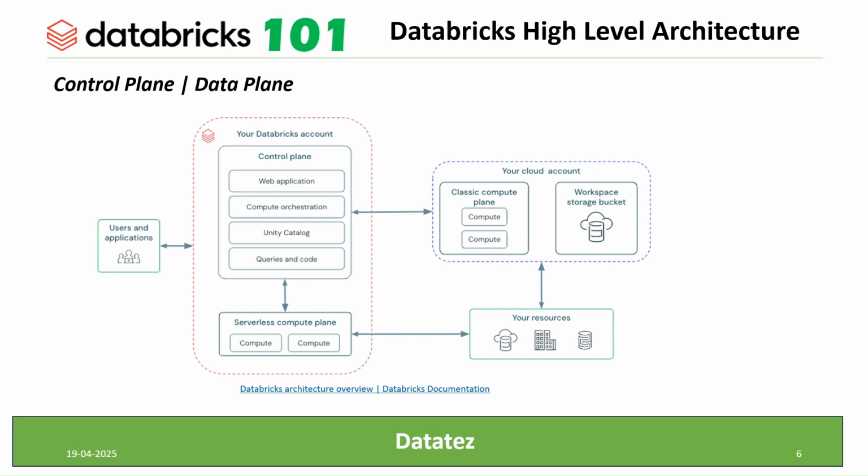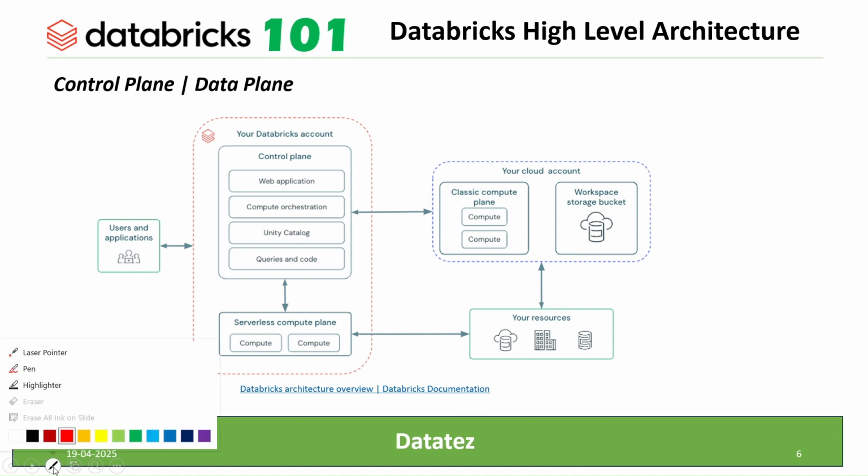On the screen, you are seeing Databricks very high level architecture. In Databricks high level architecture, you will be observing two planes. One is called control plane, the other one is the data plane.